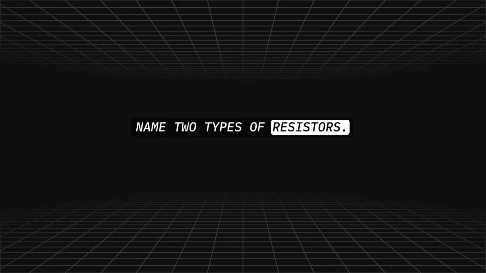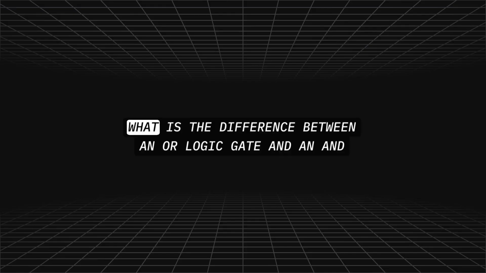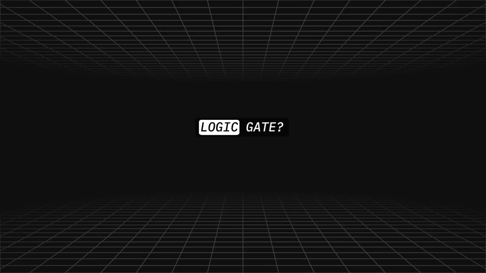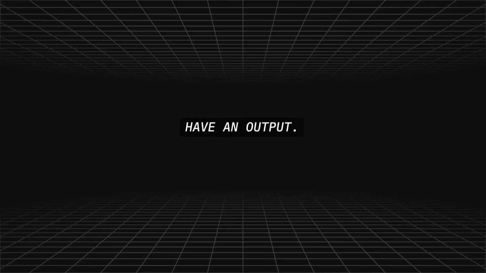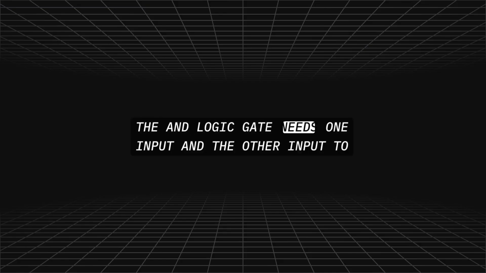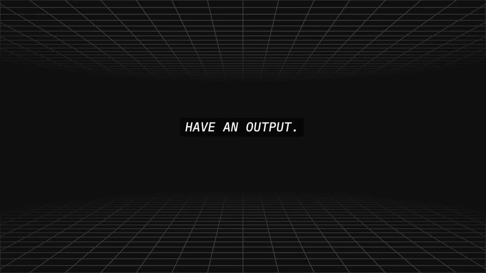Name two types of resistors. Variable and fixed. What is the difference between an OR logic gate and an AND logic gate? An OR logic gate needs one input or the other input to have an output. The AND logic gate needs one input and the other input to have an output.